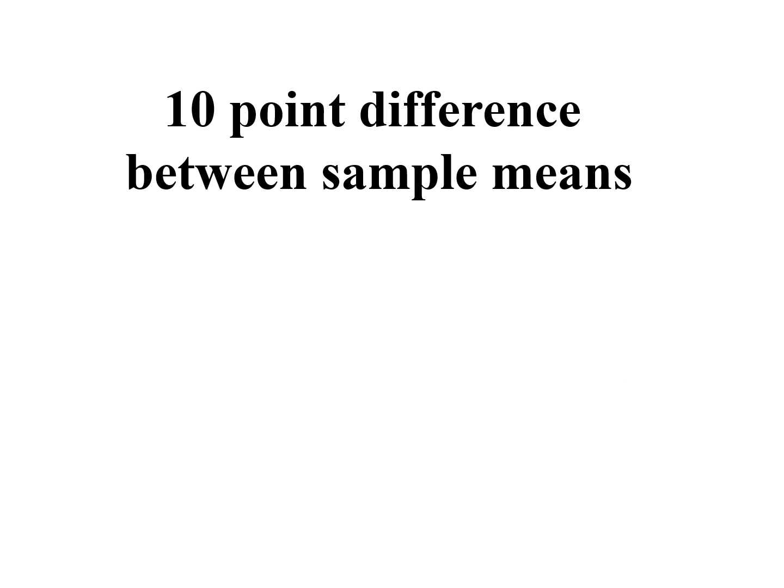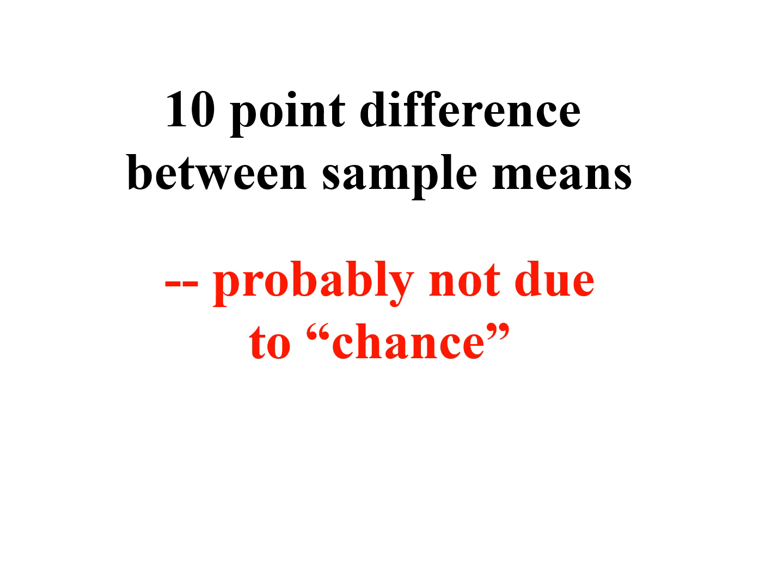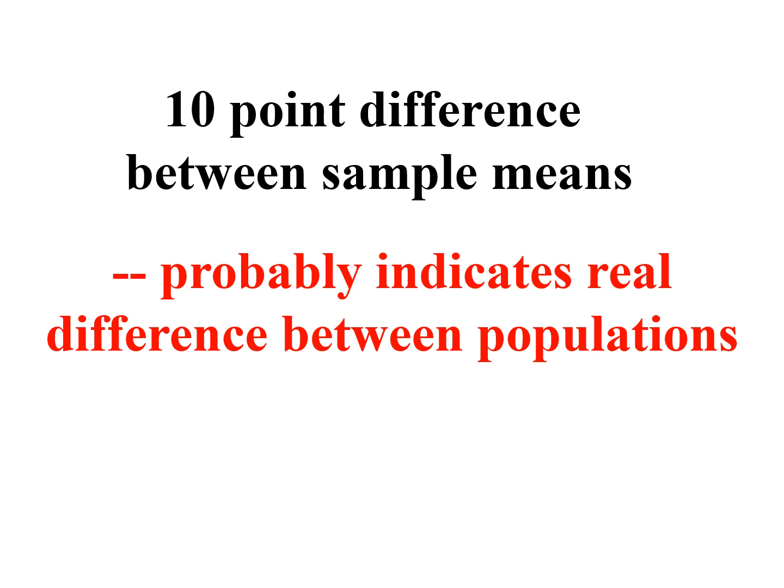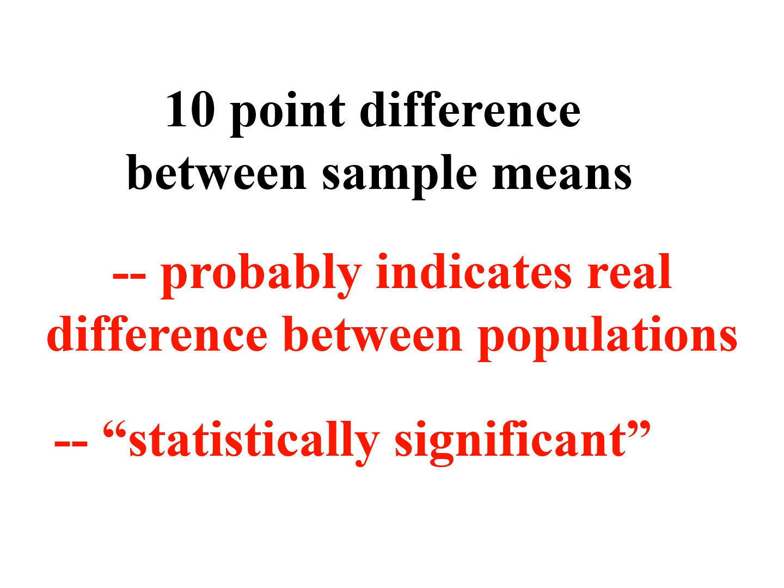The 10-point difference between sample means in this example is probably not due to chance, is probably not due to sampling error. It probably indicates a real difference between the populations, and it is statistically significant. Again, all these are ways of expressing the same underlying idea. And this is a problem that researchers always face when evaluating the results of a two-group study.